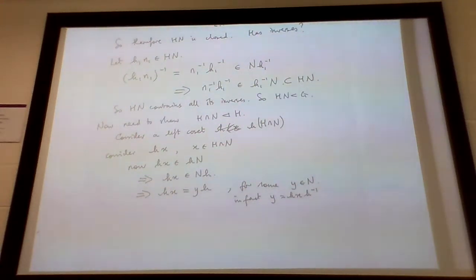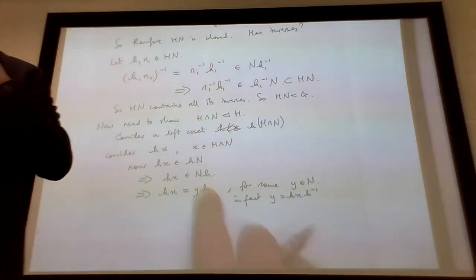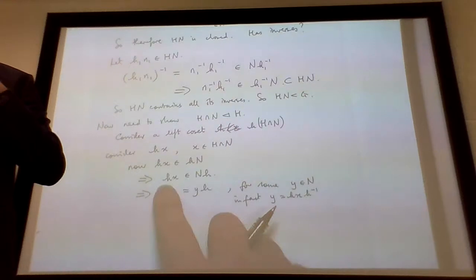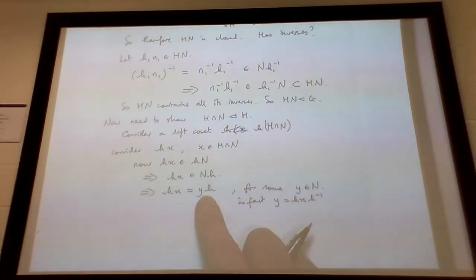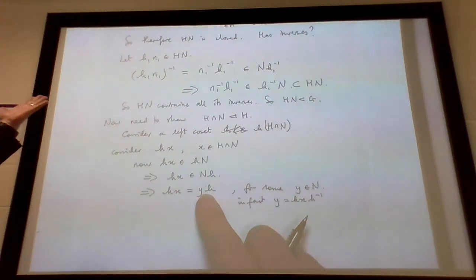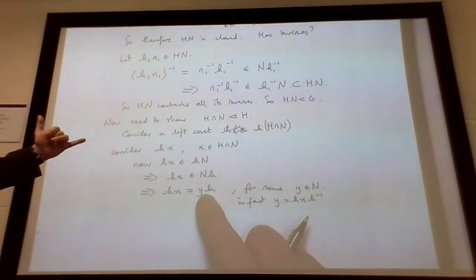That follows from N being normal in G. You use the fact that N is normal in G, but I've used it here. hx will also be in the right coset. These left cosets are equal to right cosets. So hx is equal to that right product. I'm trying to show hx. y is already in there.